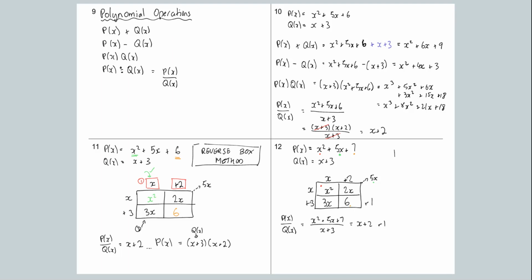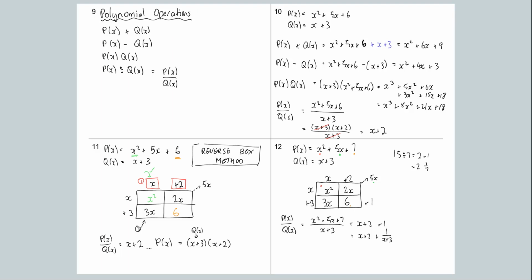But remember how when I went 15 divided by 7 is equal to 2 remainder 1, which is 2 and 1/7. We can do the same thing here. So we can write x plus 2 plus 1 over x plus 3. Okay, the divided by 7, divide by x plus 3, so the x plus 3 is there. So that is legitimately what p of x divided by q of x is equal to.